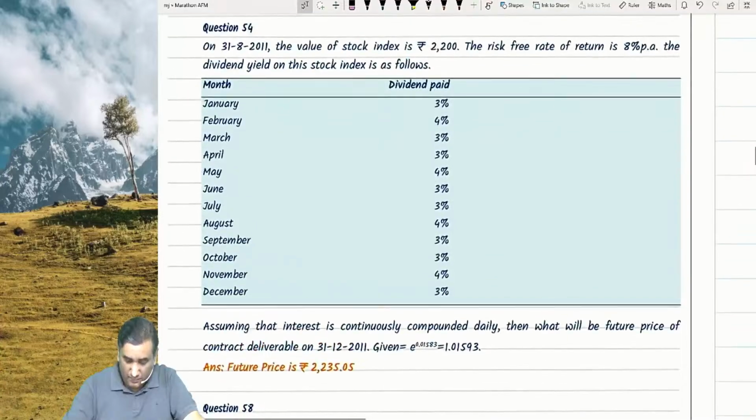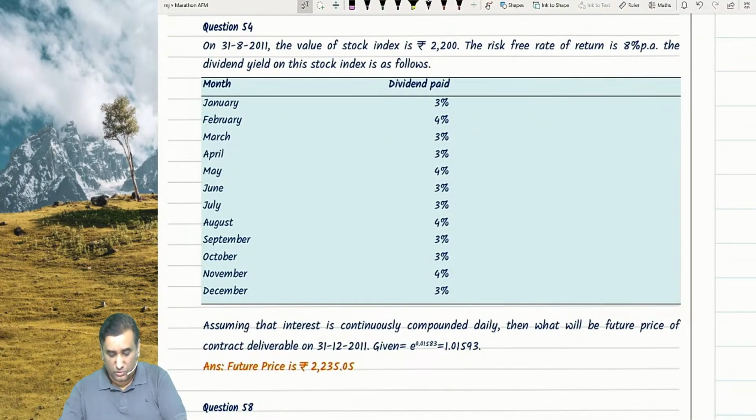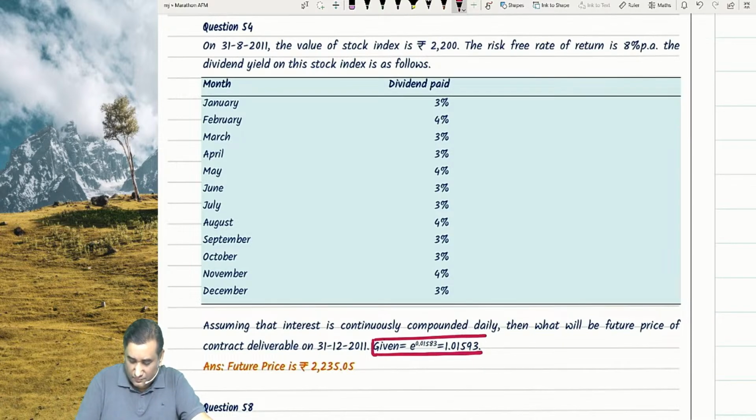How would we know, sir, what to apply? The P value would be given like this. If the P value is given, you have to apply the E concept.